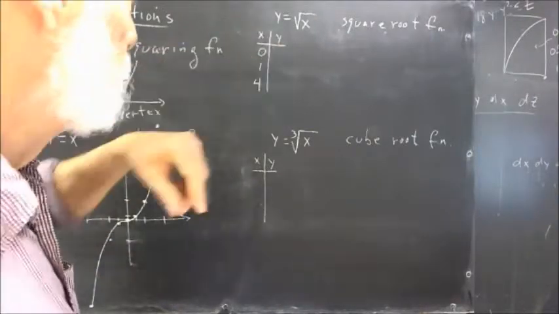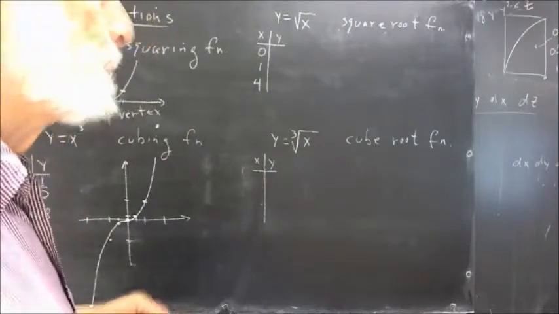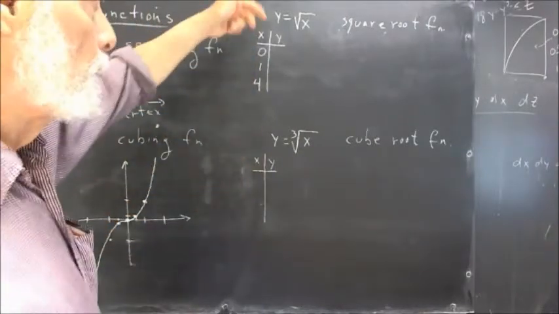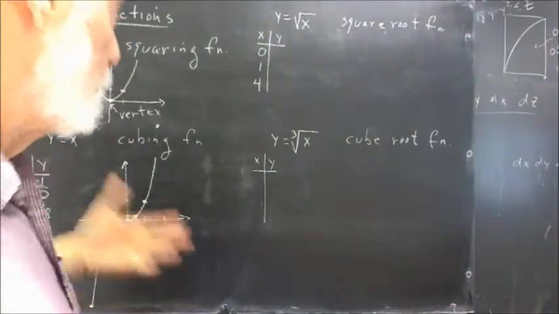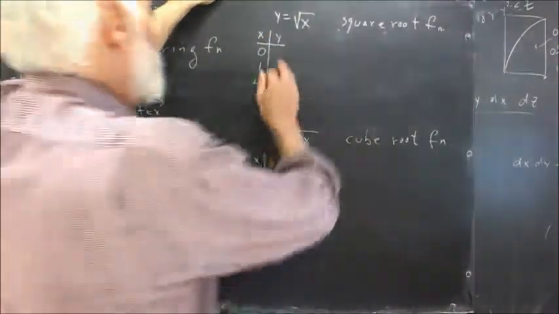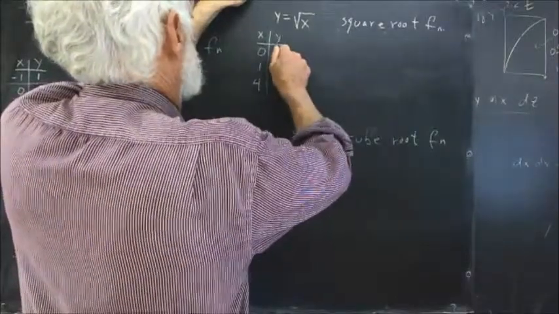Now over here, y equals the square root of x. Now, x can't be negative. The square root is not defined for negative x, so that we could use the x equals 0 point.